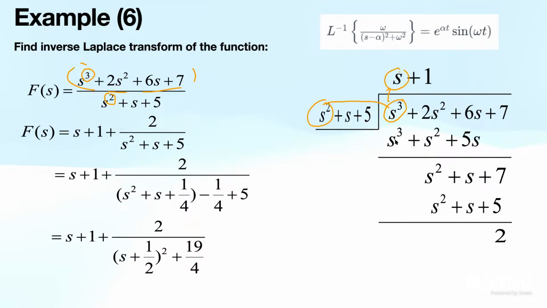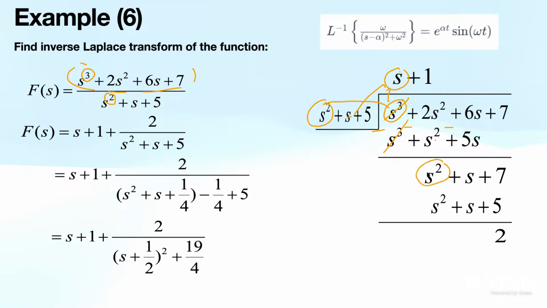Multiply s by that part, so it will be s cubed plus s squared plus 5s. Change the sign and take summation. So this part will cancel that part. It will be 2s squared minus s squared, which is s squared, and 6s minus 5s, which is s, plus 7. This one is still higher, so we can make more division.